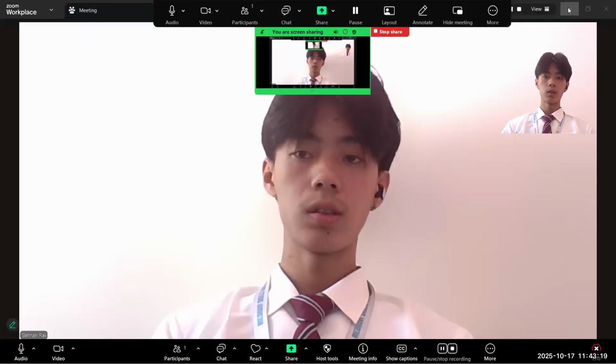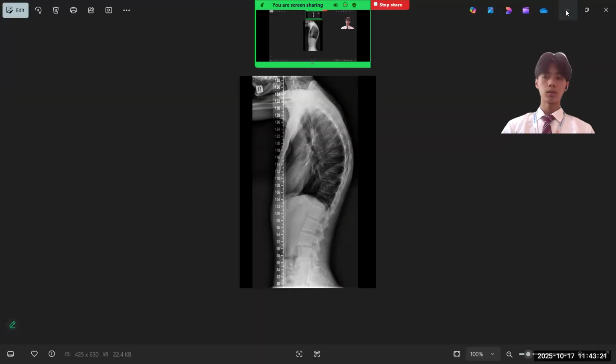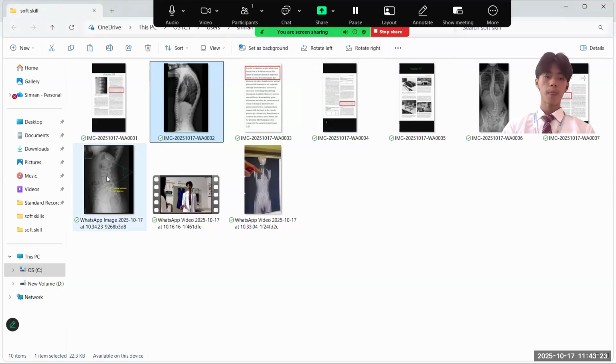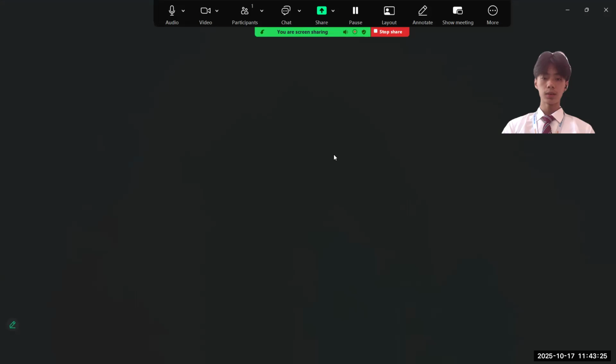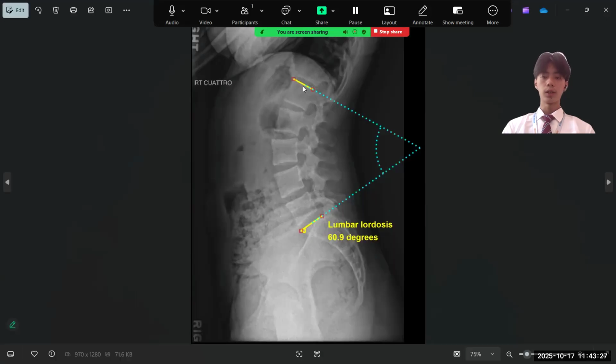So here is the image. As we can see, this is the lateral view of our lower spine, especially our lumbar region. As you can see, the lumbar region has tilted forward, making a curvature of 60 degrees.